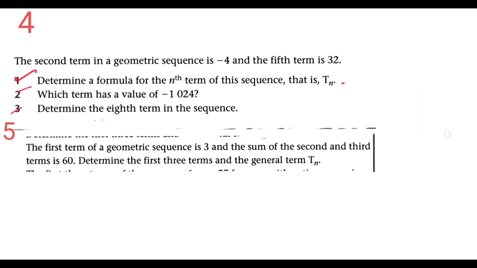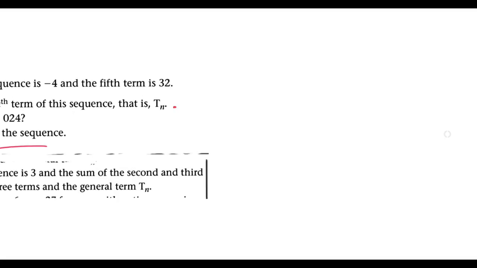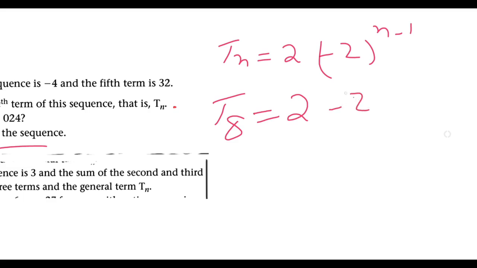Now the question said determine the 8th term in the sequence. Use the formula to find the 8th term. So we've got Tn is equal to 2 multiplied by (-2) power n minus 1. In place of n, I'm going to substitute 8. So T8 is going to be 2 times (-2) power 8 minus 1. So this is going to be 2 multiplied by (-2) power 7.